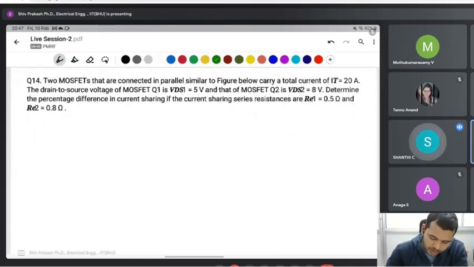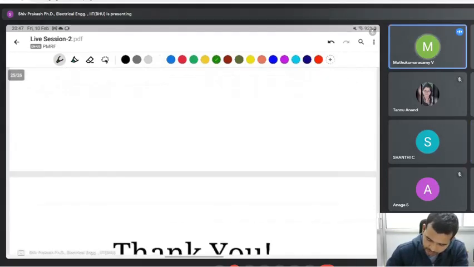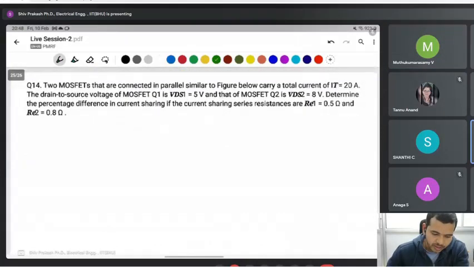Two MOSFETs are connected in parallel, similar ones. I think the figure is not mentioned, so I will draw a figure.